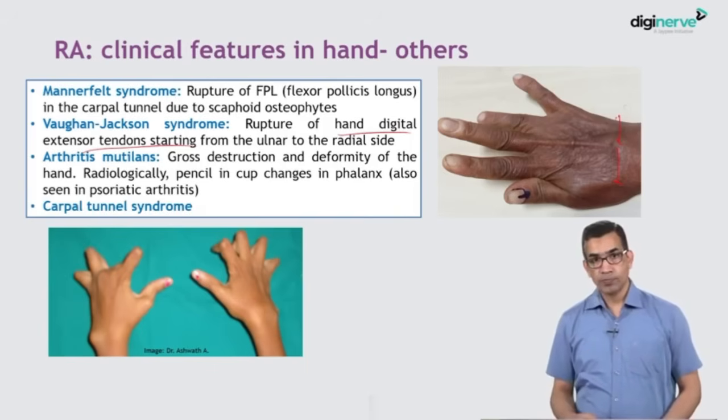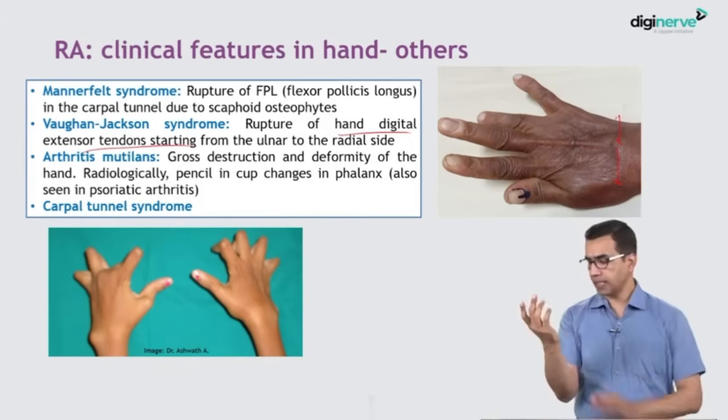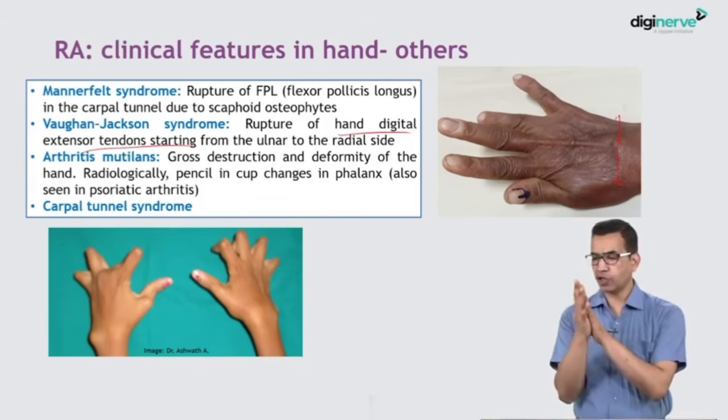Carpal tunnel syndrome. So you remember the case history? The lady said that when I sleep in the night, I get a lot of tingling and numbness in my hand on the right side. Carpal tunnel syndrome is quite common in rheumatoid arthritis. So when we discuss carpal tunnel sometime, we will have this.